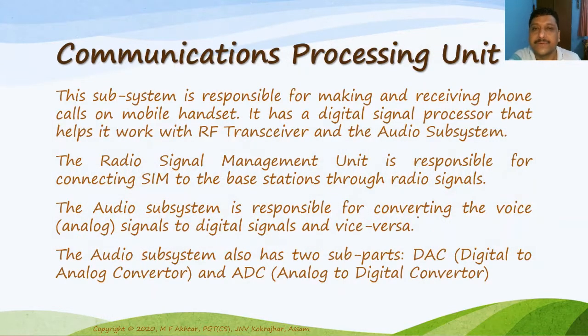Now see, what is the communication processing unit? This subsystem is responsible for making and receiving phone calls on a mobile handset. Responsible for making and receiving phone calls means we can make calls to other mobile systems, and also if someone has called us, then we can receive and talk with that person using the mobile handset. These can be done with the help of the communication processing unit.